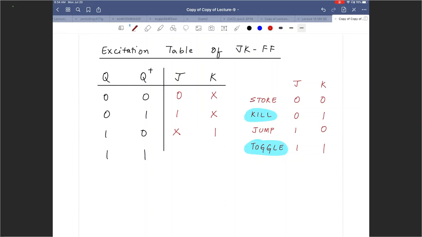Now, I can do the last one, or I can look at the pattern. 0x, 1x, x1, what do you think the last one will be? X0. Let us try to prove it. For the last one, 1 to 1, what should I do? Store it or jump it.